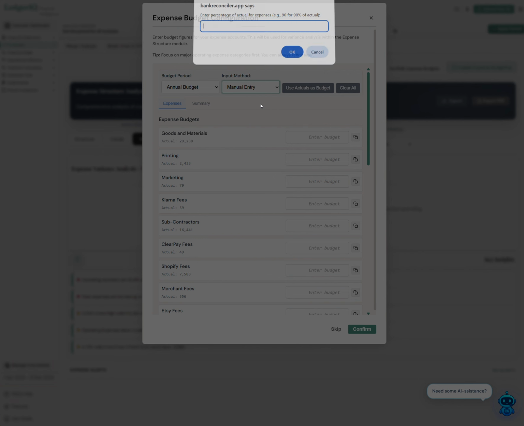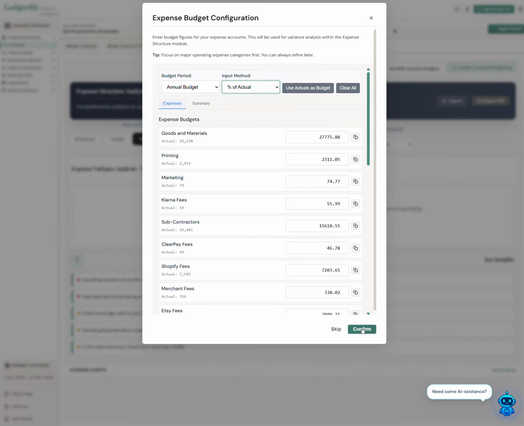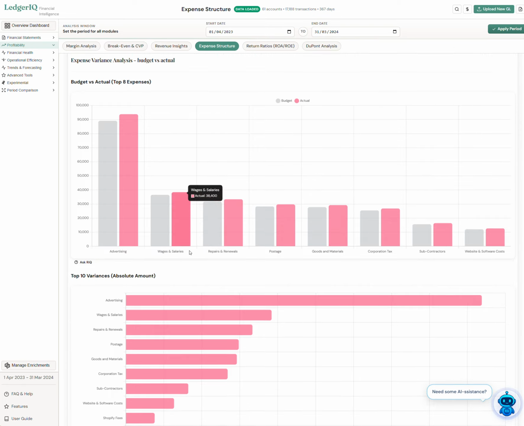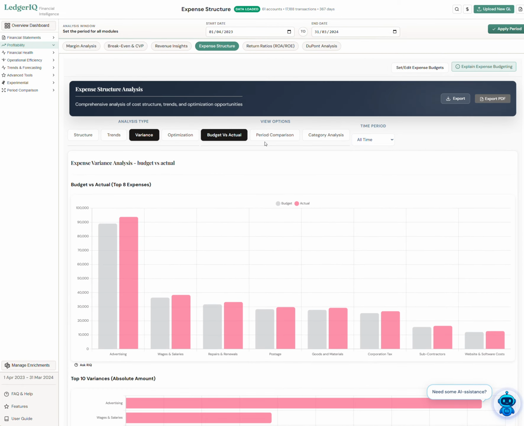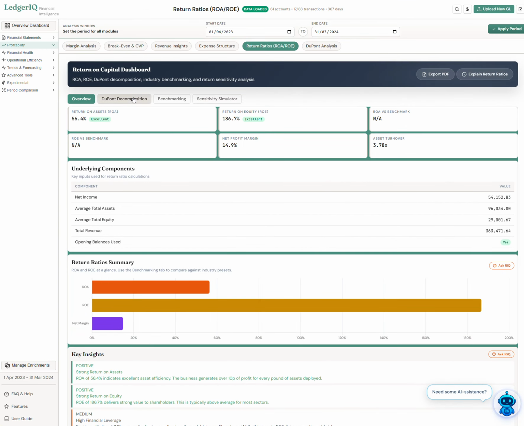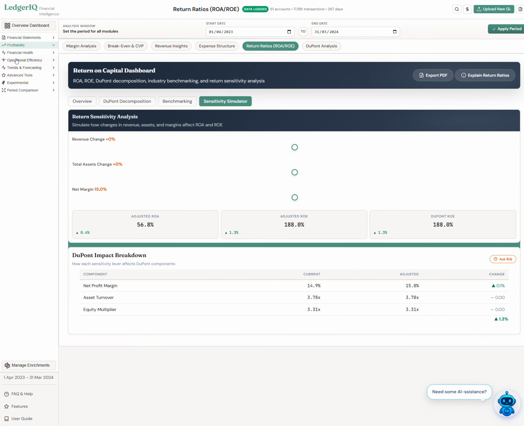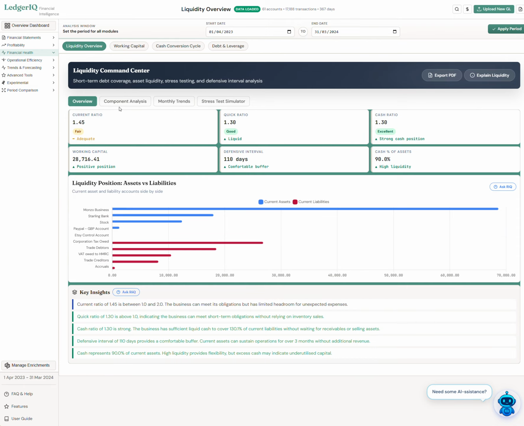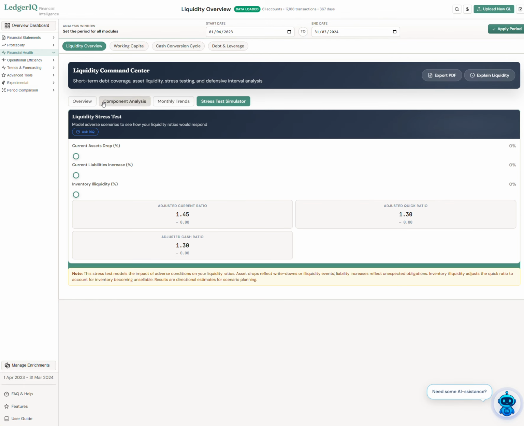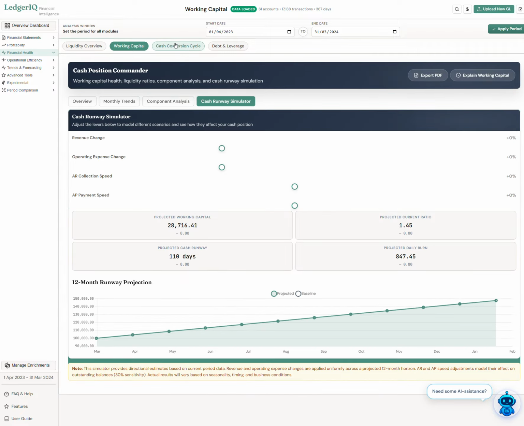You can set your budgets. Let's say, just for the sake of brevity, we're going to set our budgets to 95% of the actuals and confirm, and you can compare what your actuals are like with your budgets there. It goes quite in depth. Every single submodule has several views. And there are 40 plus modules here. So today we're going to use Rick to analyze this for us.